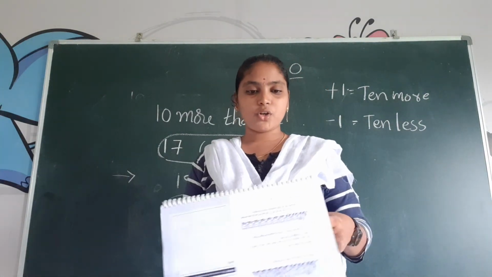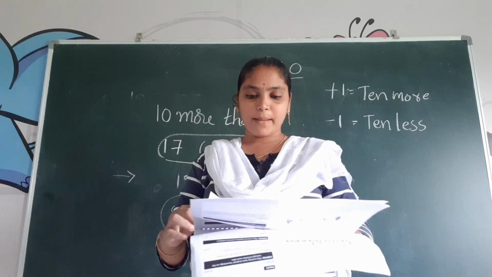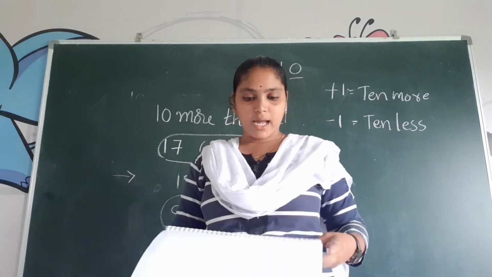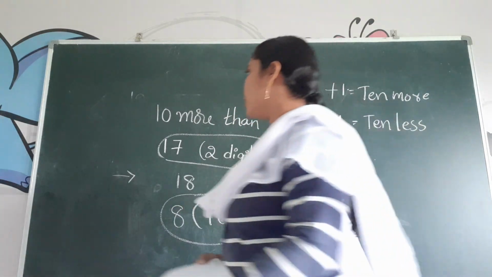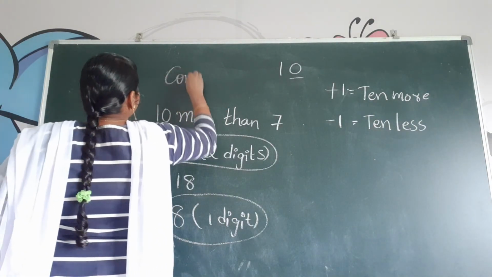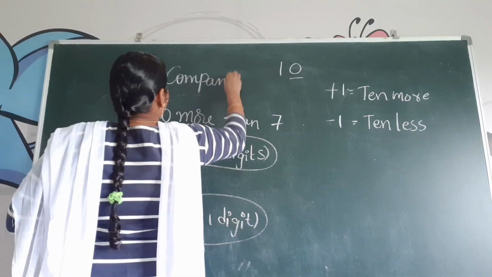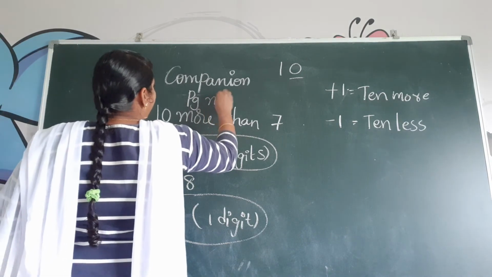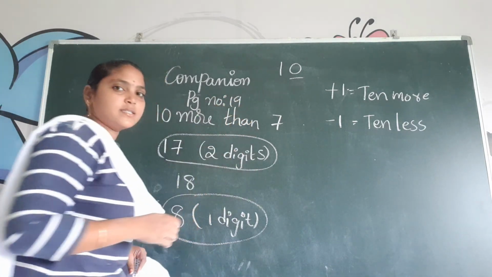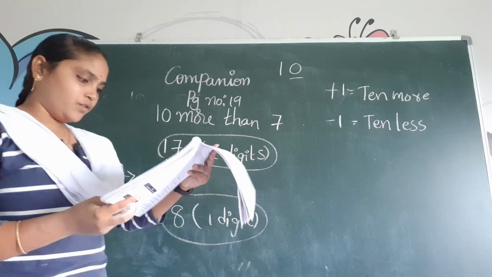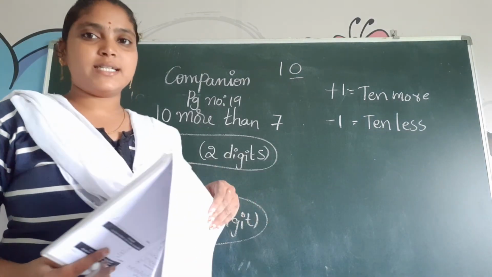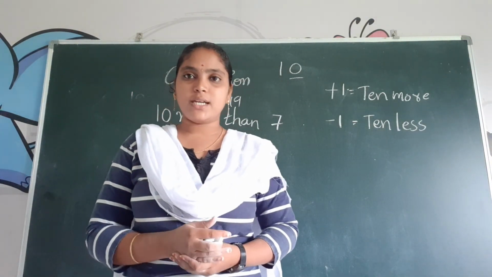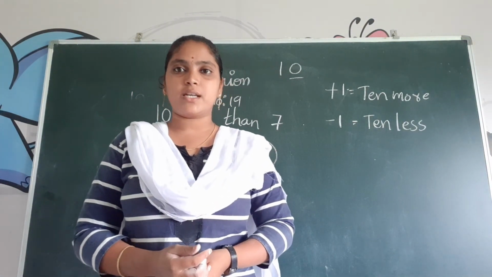So now coming to your homework. Open the companion, children, page number 19. This is your homework. Companion page number 19 is homework. Here you have to find just before and just after numbers.